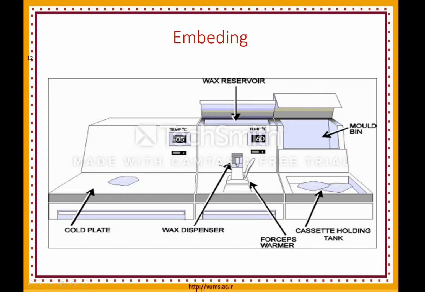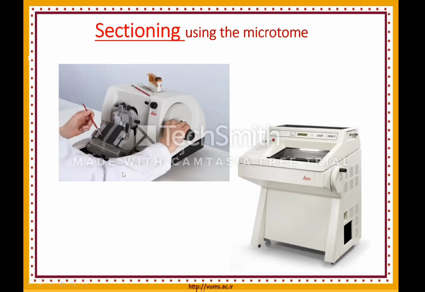After embedding the tissue with paraffin, we should do sectioning. Sectioning is done with a microtome. A microtome is equipment for cutting the tissue at micron thickness. You can see here a microtome, and this is a cryomicrotome. When we use the cryomicrotome, we use it for fresh tissue. We don't do the tissue processing.